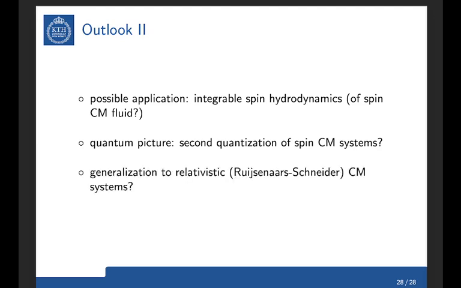One possibility for generalizing or extending our results is to look at Ruijsenaars-Schneider systems, so relativistic generalizations of CM systems, and seeing what kind of soliton equations these correspond to, particularly in the spin case.